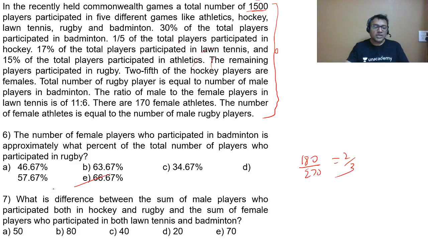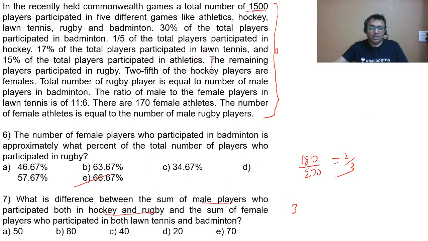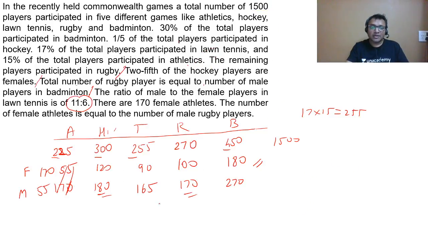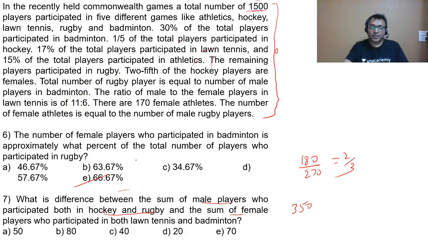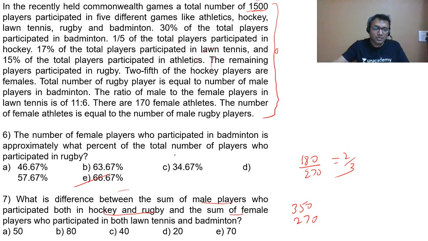Right. What is the difference between the sum of the male players who participate in both hockey and rugby? So male players in hockey and rugby is 350. Okay, and female players who participate in tennis and badminton. Female in badminton and tennis, that is 180 and 90, 270. So if you take the difference, I think it will come as B option. Sorry. So B is the answer.